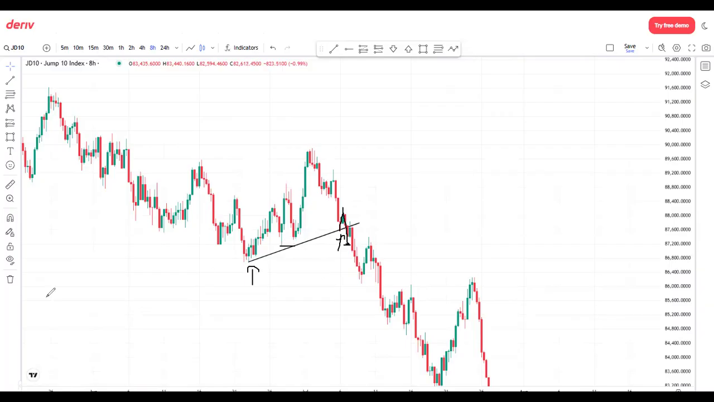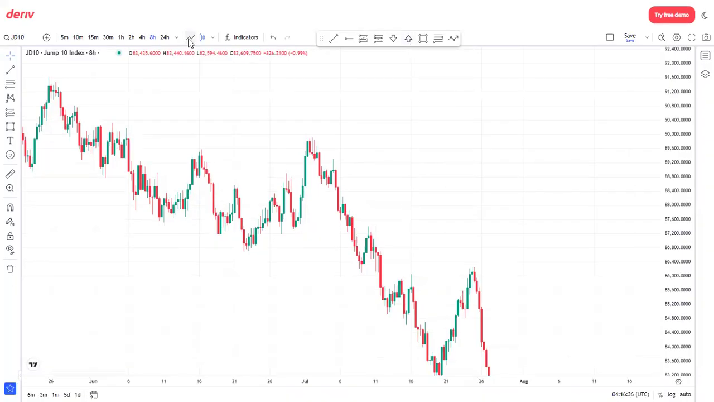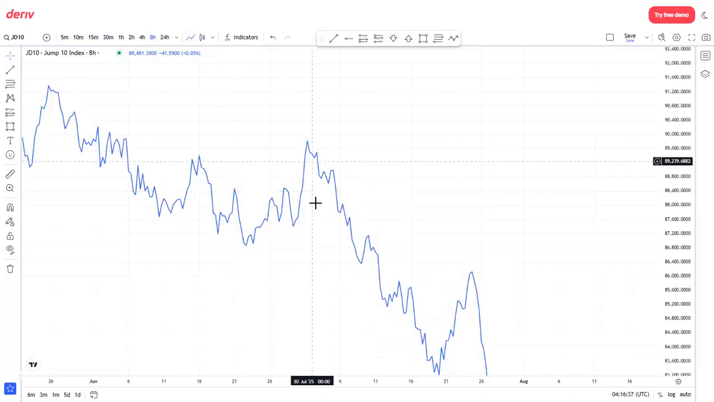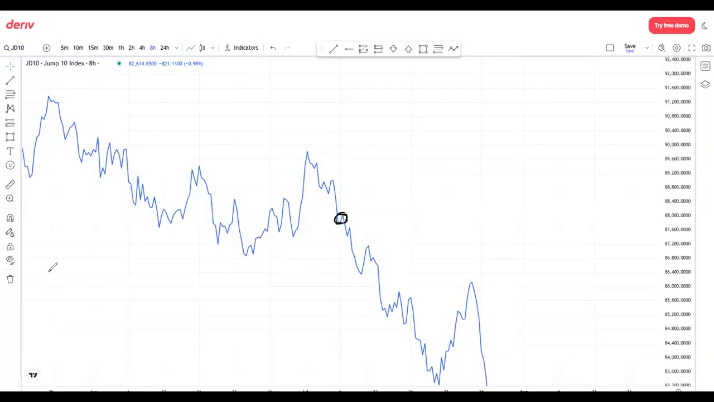So let me erase again. Now, as they decided to break the trend line, if you remove the trend line, this is what you're going to see. If we remove the trend line and use the line chart, you will see a continuation pattern. This is the continuation pattern they left. I'll show you a continuation pattern, don't worry.